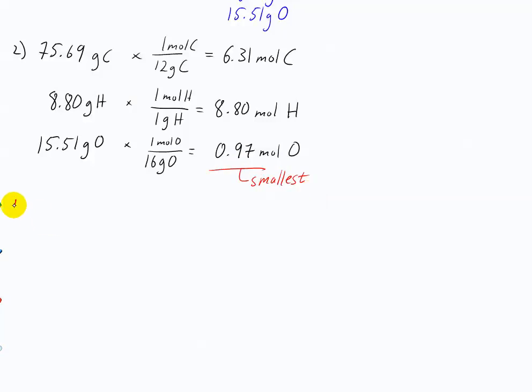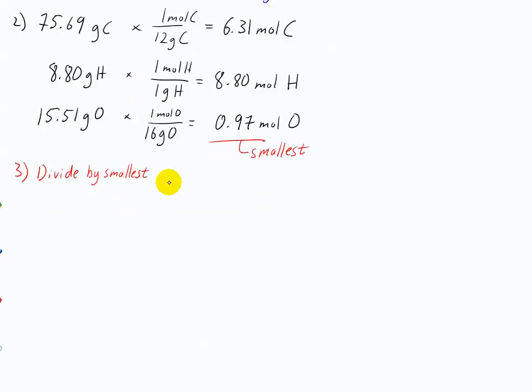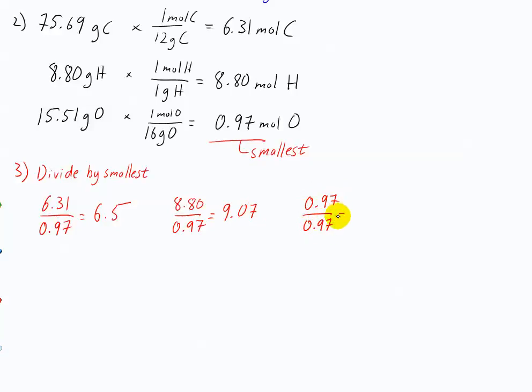So then in step three, we divide everything by the smallest. Let's do that. 6.31 divided by 0.97 is 6.5. 8.80 divided by 0.97 is 9.07. And 0.97 divided by 0.97 is, of course, 1.